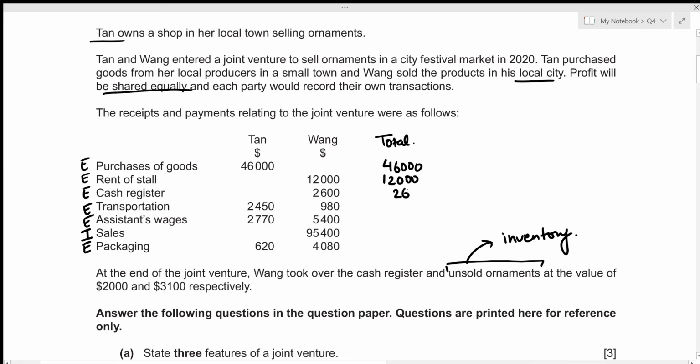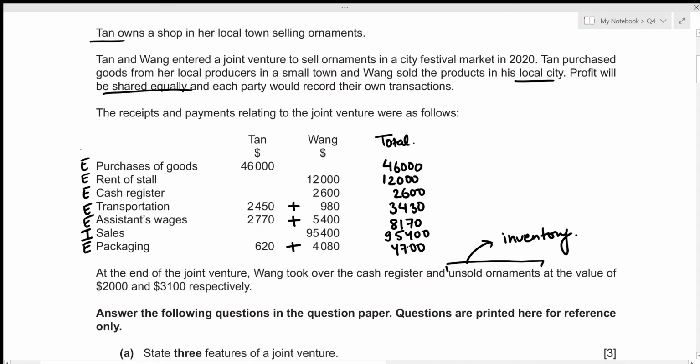The total is 2,600. Now for transportation, the total is just going to be 2,450 plus 980, which results in 3,430. For assistance wages, that's again 2,770 plus 5,400, which results in 8,170. Then we have sales amounting to 95,400. And finally, we have the packaging cost, which is 620 plus 4,080, which results in the total cost of 4,700.